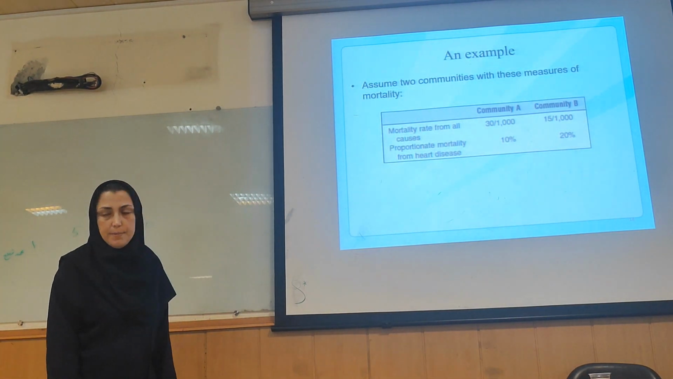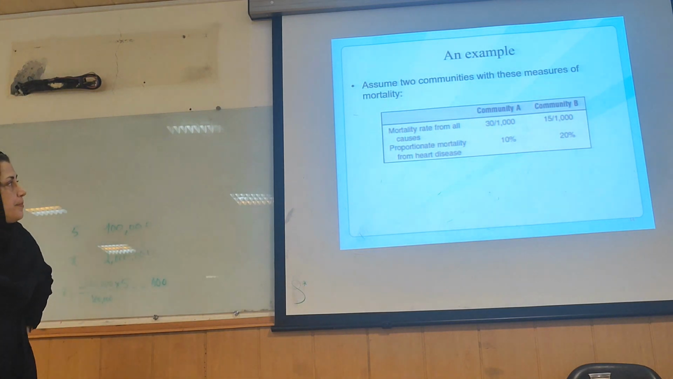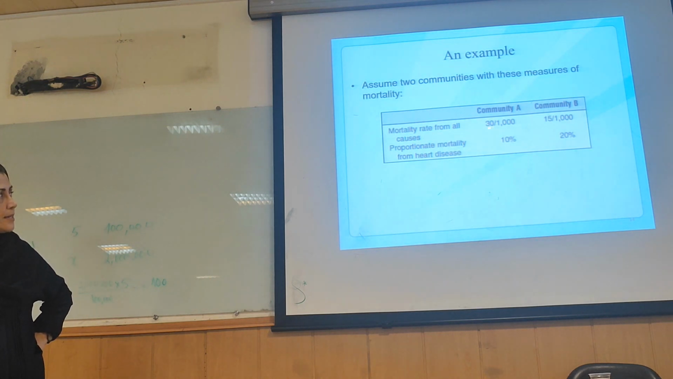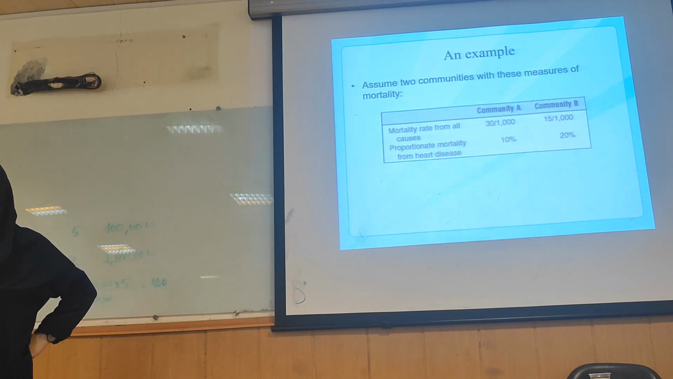Please see this example. What is this? Mortality rate from all causes in community A is 30 per 1,000, and in community B is 15. So mortality rate in community A is twice compared to community B. Okay? And proportionate mortality from heart disease is 10%. What does it mean? Could you please explain 10%?